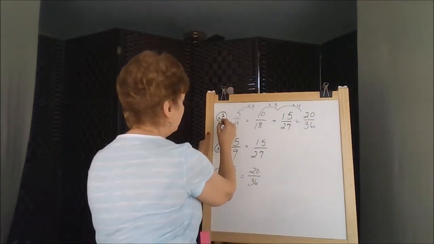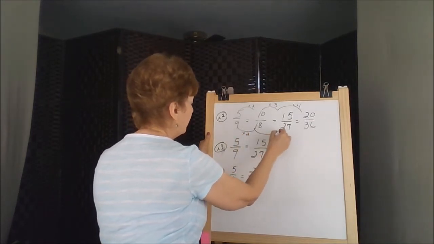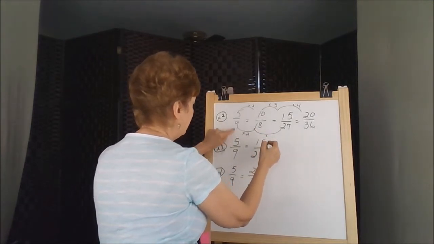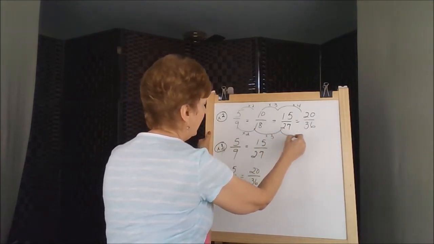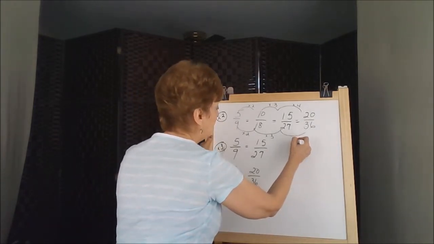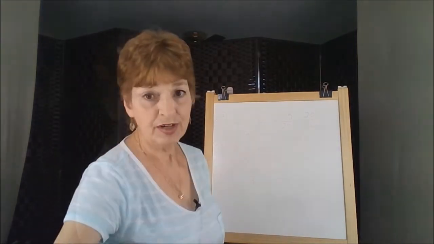And the 9 times 2 is 18. That was multiplied by 2. To get 27, we would have to multiply the 9 times 3. And to get 36, the 9 was multiplied by 4. Do you see the pattern? All of those are equivalent. You don't have to go in a series.